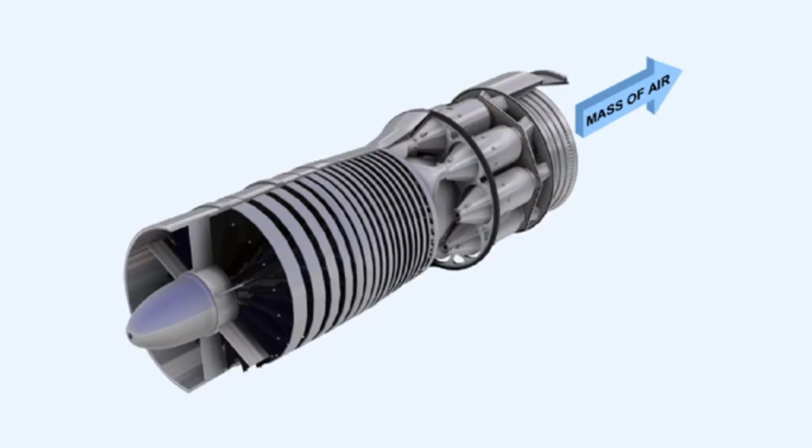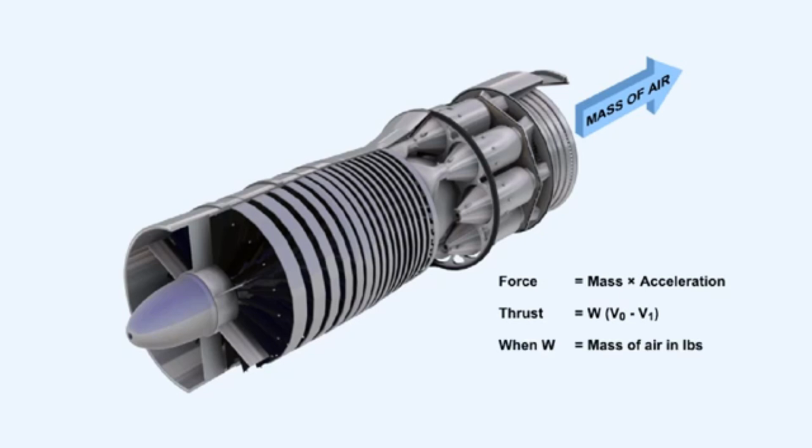We've learnt that thrust is obtained from the reaction derived by accelerating a mass of air backwards, thereby achieving forward thrust. In accordance with Newton's third law, for every action there is an equal and opposite reaction. If we examine the formula, in our case the force we require is thrust, so we can restate the equation in this manner. When W equals the mass of air in pounds, V1 is the inlet velocity in feet per second, and VO is the exit velocity in feet per second.